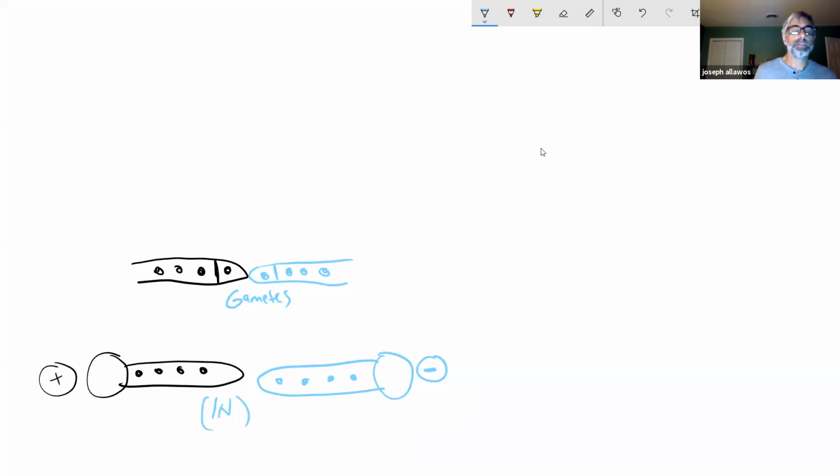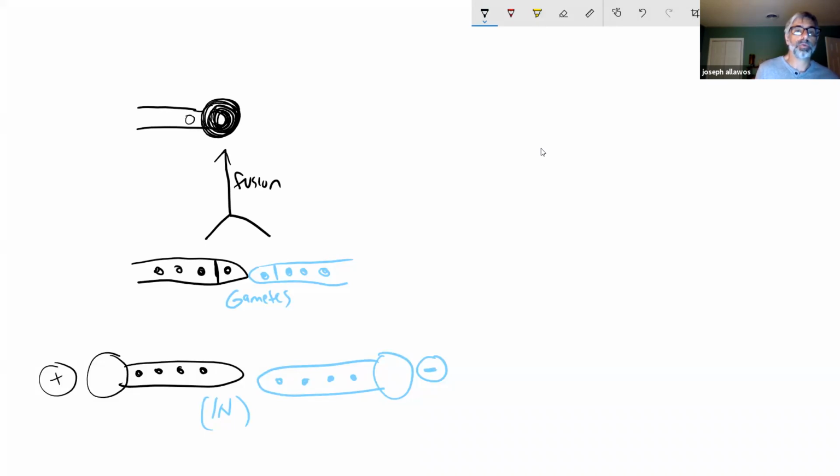Now, in the fungi, the gametes are literally just nuclei. That's all a gamete needs to be. It's already haploid. Fusion occurs, and that's where we get the zygospore.